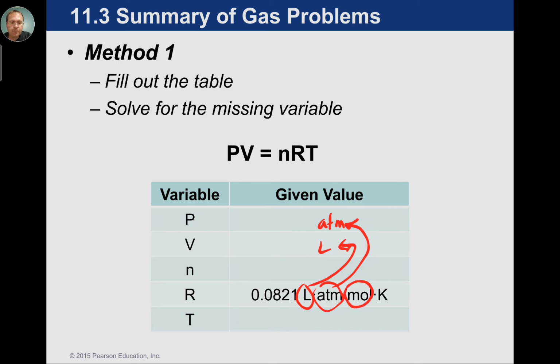If you're in grams, find moles from the periodic table. And if you're in Celsius, make sure you convert to Kelvin. As long as those units match R, you should be fine. Then you can use the equation, pick which one's missing, and then divide by the others. Make sure you do it on both sides, and then you should be able to plug them in your calculator pretty quickly afterwards.